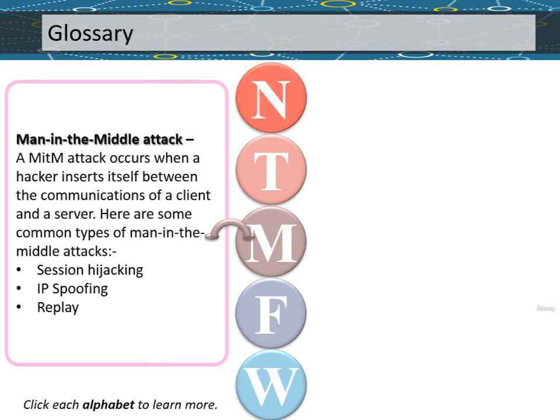M. M stands for man-in-the-middle attack. A MITM attack occurs when a hacker inserts itself between the communications of a client and a server. Here are some common types of man-in-the-middle attacks: session hijacking, IP spoofing, replay.